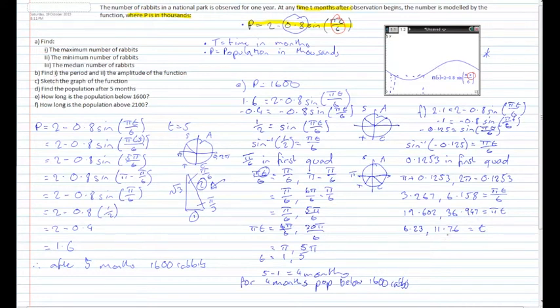Alright, so let's find the difference in time now. So you go 11.76 minus 6.23, which is equal to the time above. That is equal to 5.53. So therefore the population is above 2100 for approximately 5.5 months.